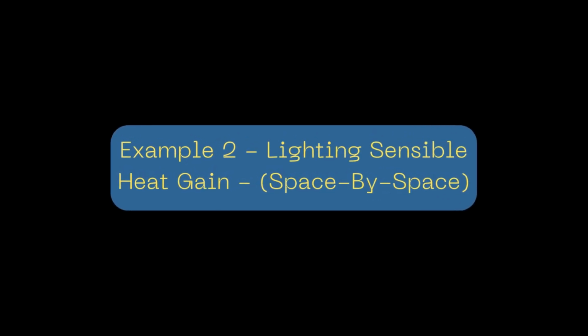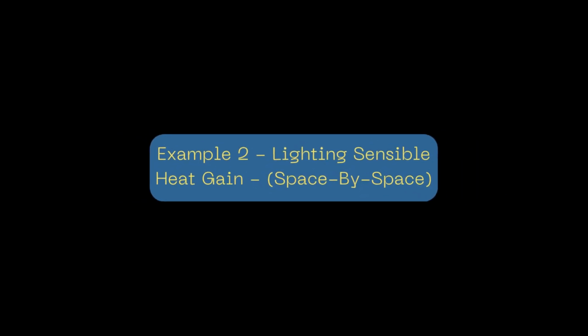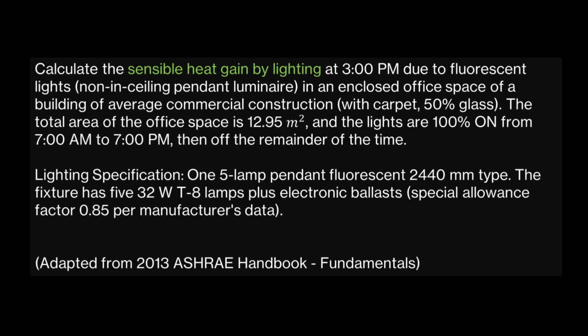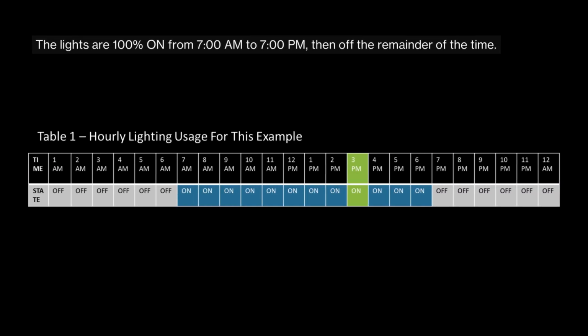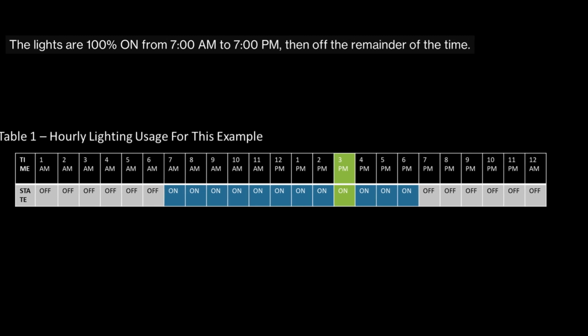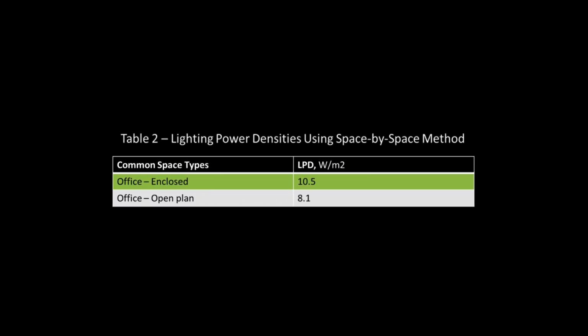Now we are going to calculate the sensible heat gain by lighting using the space-by-space method. It is the same example as before, just that this time we are using a different method. Remember, we were told that the lights are 100% on from 7 a.m. to 7 p.m., then off the remainder of the time. That means that at 3 p.m., the lights are still on. For the space-by-space method, we will use this table, which contains the lighting power densities of common office space types.